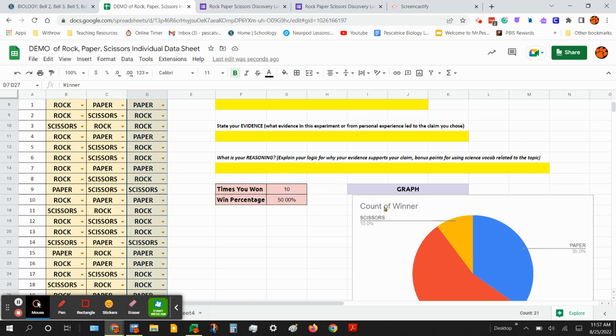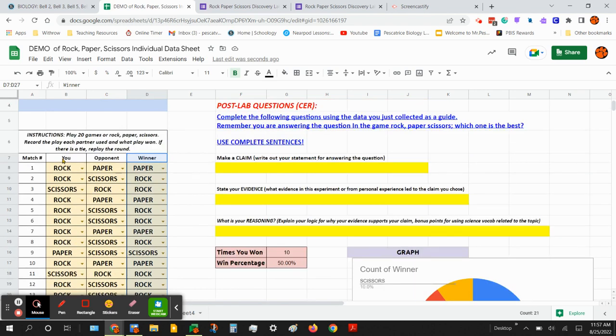Right? If you're in my AA class, I'm going to want a graph of what you played, what your opponent played, and what the winner played.